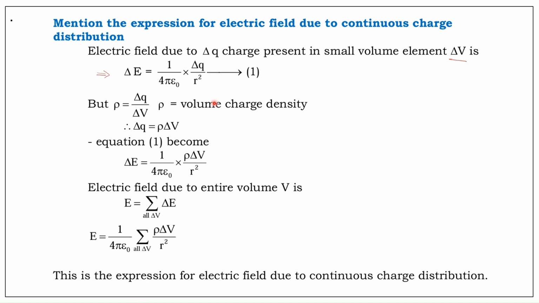Therefore, delta Q is equal to ρ delta V. Equation 1 becomes delta E is equal to 1 by 4 pi epsilon naught into ρ delta V by R square. Electric field due to entire volume V is E is equal to summation of delta E. That is, E is equal to 1 by 4 pi epsilon naught summation of rho delta V by R square. This is the expression for electric field due to continuous charge distribution.